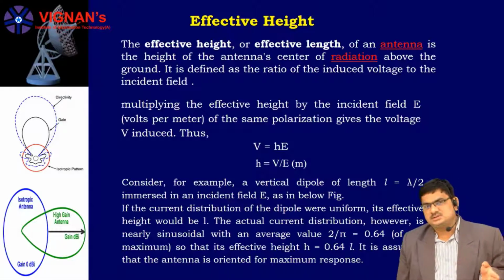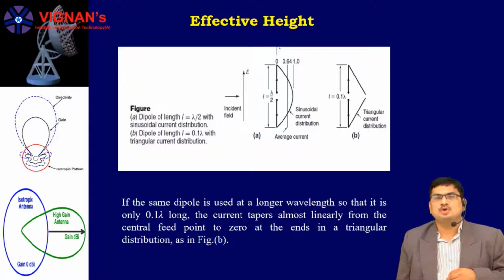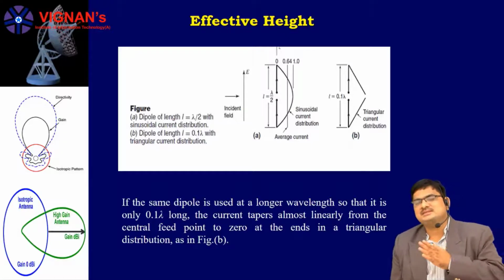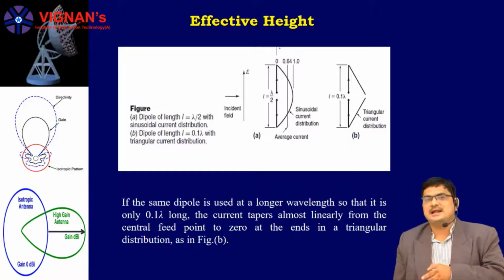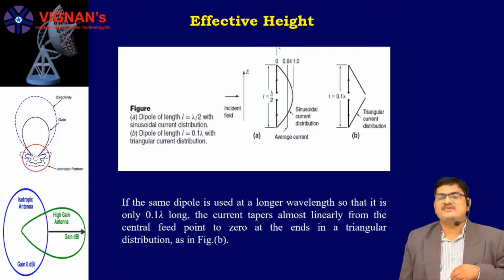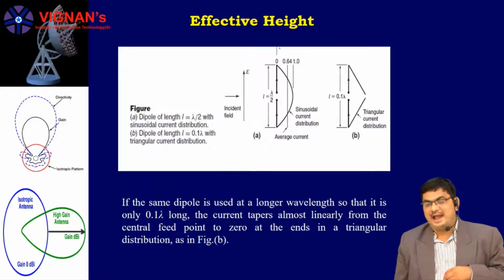Let's go to the second example where L is equal to lambda by 10, or 0.1 lambda. The current distribution of this antenna is triangular. The average for this antenna we take as 0.5. So your H is equal to 0.5 L. That is the effective height of your antenna.